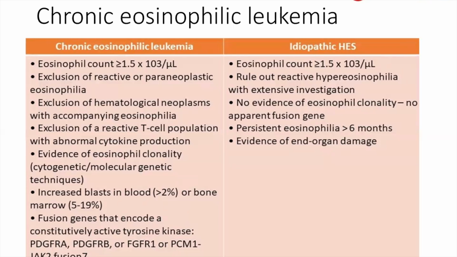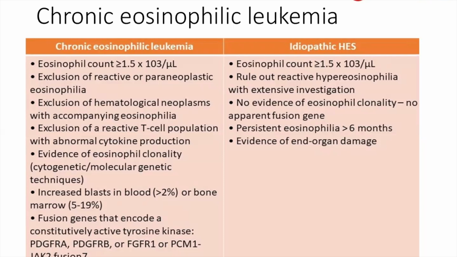Evidence of eosinophil clonality, which I discussed with you, like FIP1L1 and PDGFR alpha, PDGFR beta, all the other mutations which we discussed earlier, increase in blasts in blood and bone marrow, 5 to 19 percent, fusion gene that encodes for PDGFR alpha, beta, and FGFR1, PCM1-JAK2 fusions. So these are the criteria for chronic eosinophilic leukemia. This is how you read through the diagnosis.